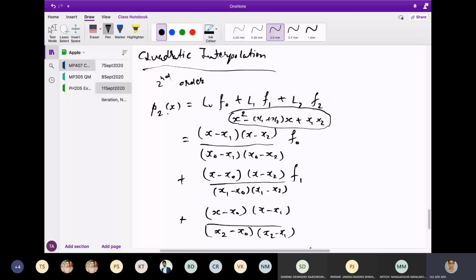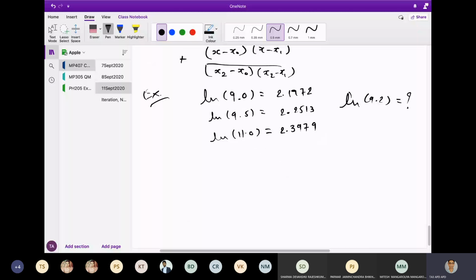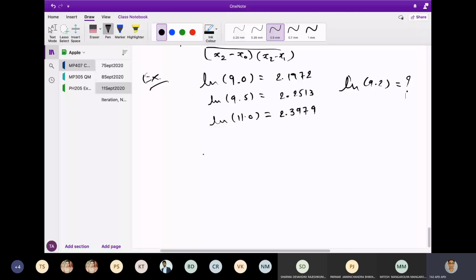Okay, so you know everything. You have all the data x0, x1, x2, and f0, f1, f2. Simply plug them into this equation. So you do it on your own. Let me know what answer you are getting.